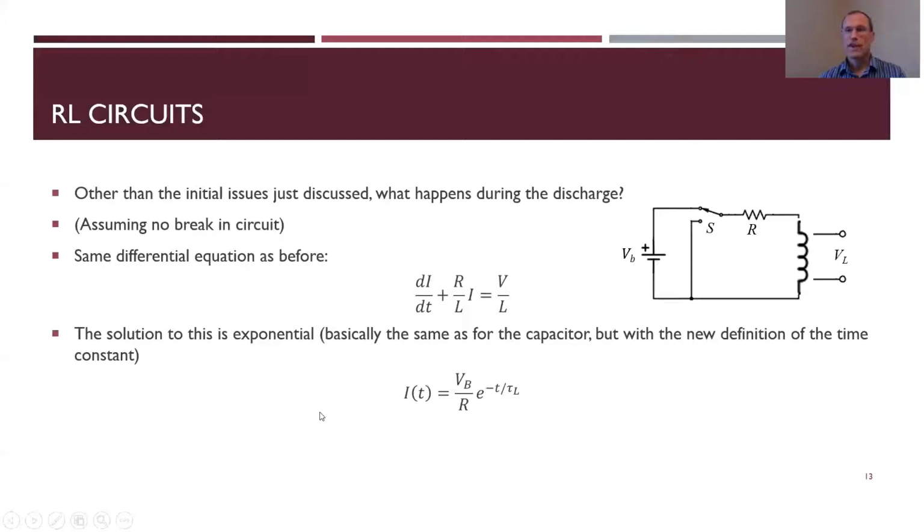So assuming you avoid that very specific time equals 0, right after that, and assuming you did it safely, we end up with the same differential equation as before. Solution to this is essentially the same as what we had for the capacitor. Current is VB over R, e to the negative t over tau. So again, discharging current drops down exponentially, very similarly.